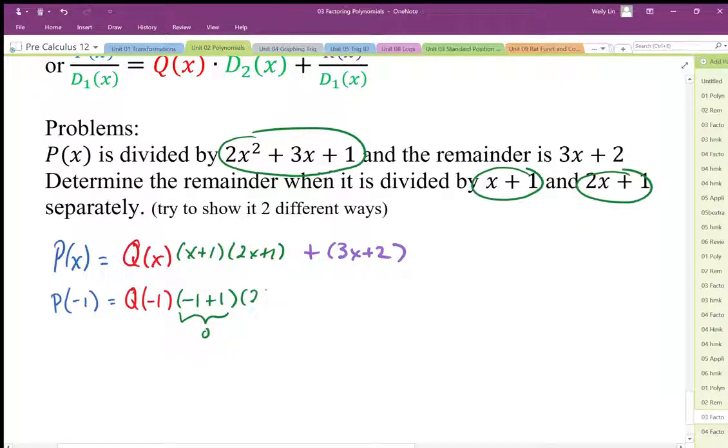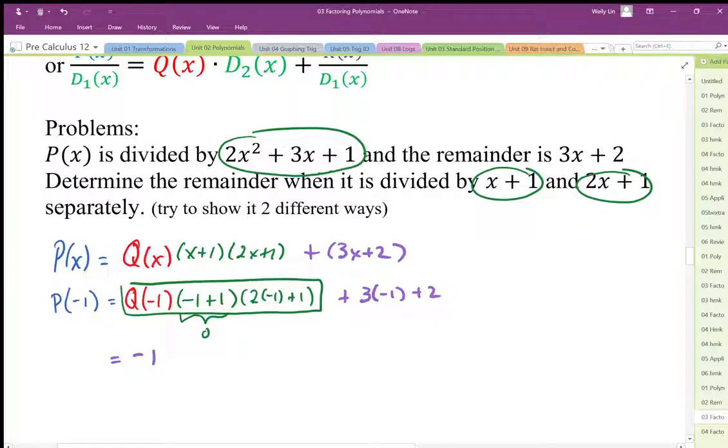So even though this gives me some number, it doesn't matter. This whole expression is equal to 0. And that just leaves me with the remainder term. So I can have 3 times negative 1 plus 2, and that's whatever this p of negative 1 equals, that's my remainder. The only thing that's going to be left is the remainder. So it's going to be negative 1. So my remainder is negative 1 when I divide by x plus 1.